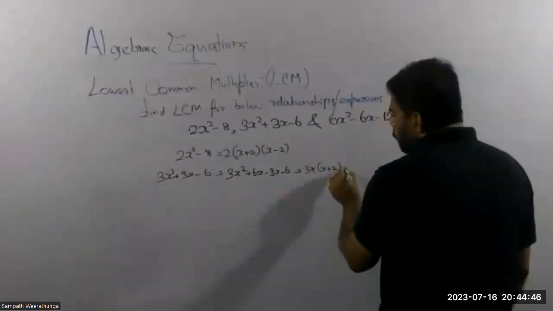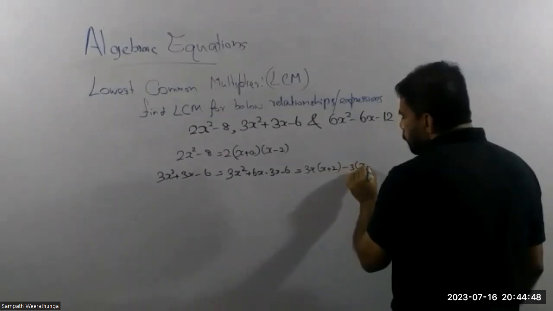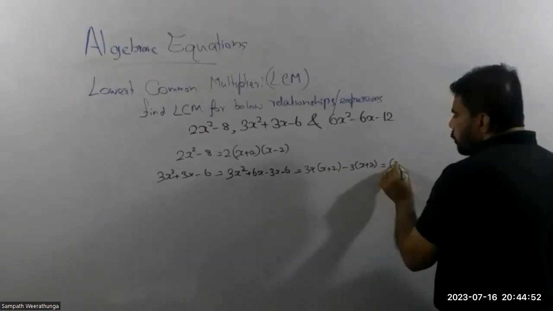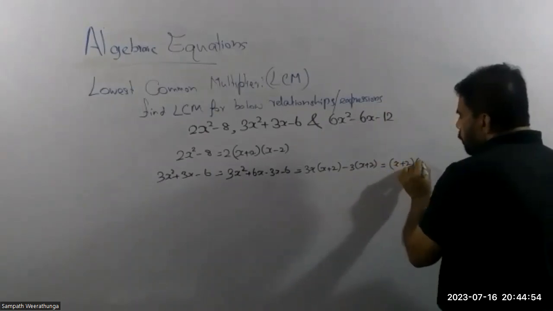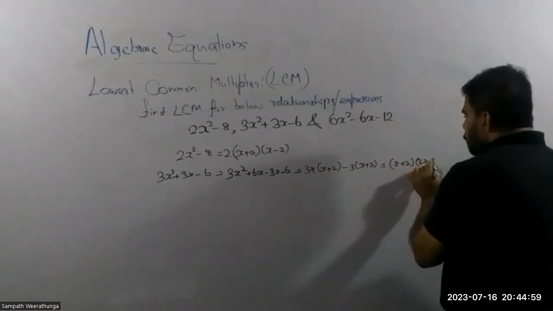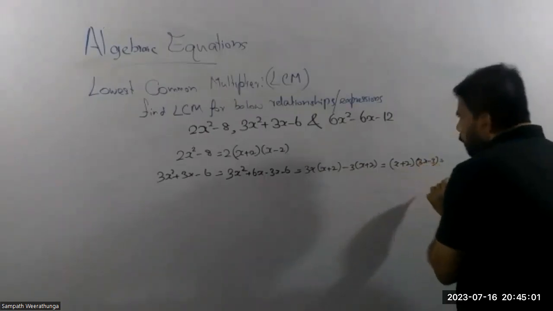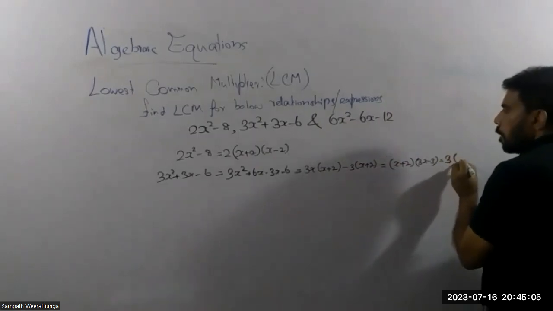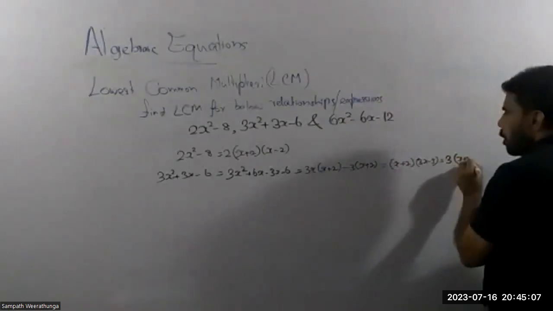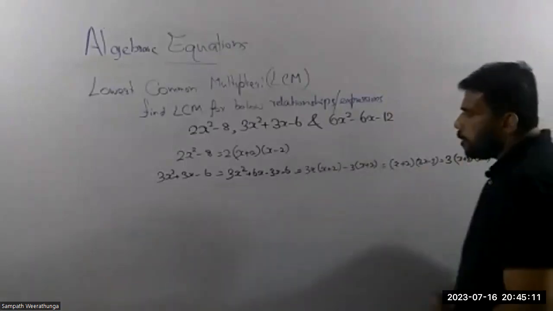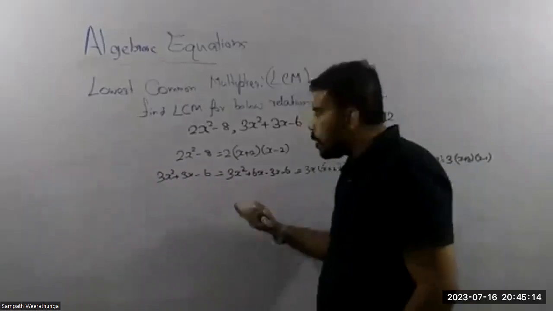Then here I'll take minus 3 out. Then again x plus 2. Then factors are x plus 2. Yeah, 3x minus 3, or else I can take 3 also out. 3, x plus 2, x minus 1. Yeah, even maybe you tell me, right?